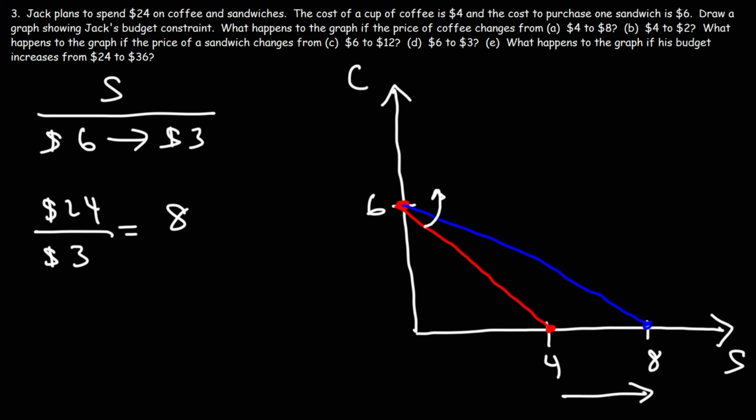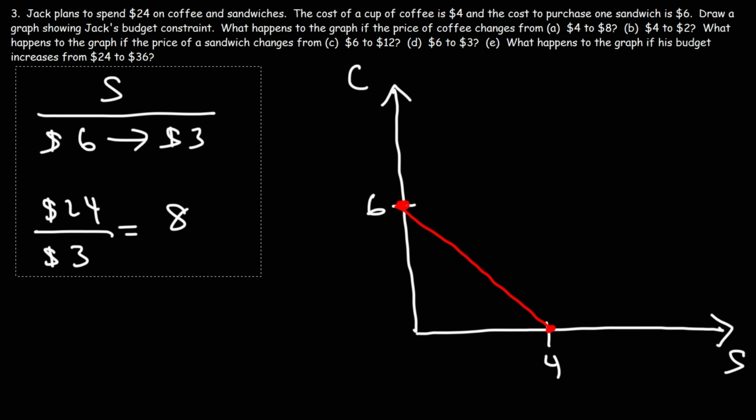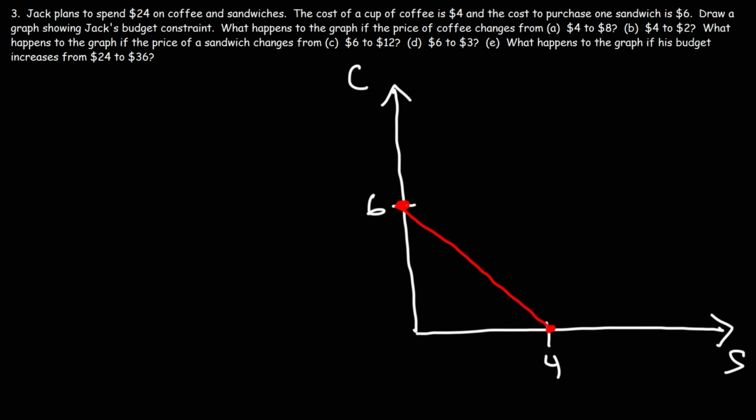Now let's move on to part E. What happens to the graph if his budget increases from $24 to $36? What do you think is going to happen? In this case, both the x and the y-intercept will increase. So we need to calculate the y-intercept, which is going to be the budget divided by the price of coffee. So the new budget is $36. The price of coffee is still 4. So now the new value is 9.